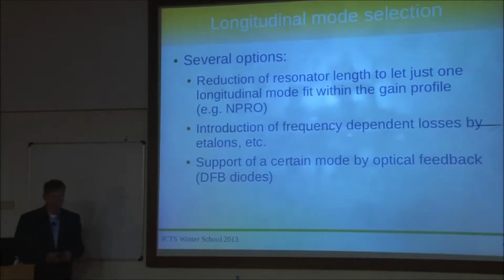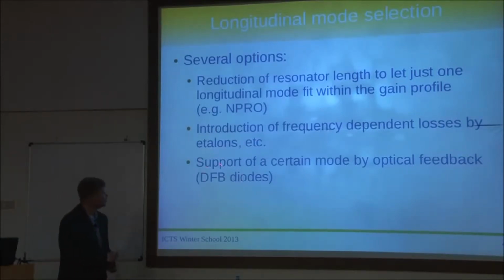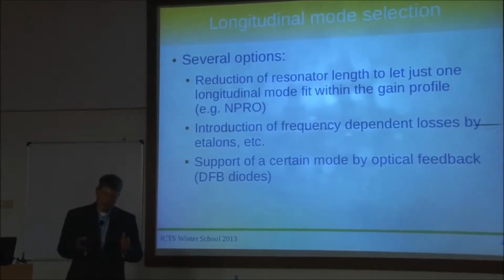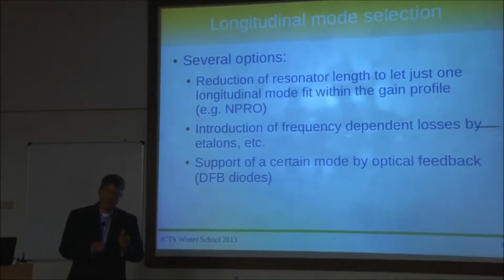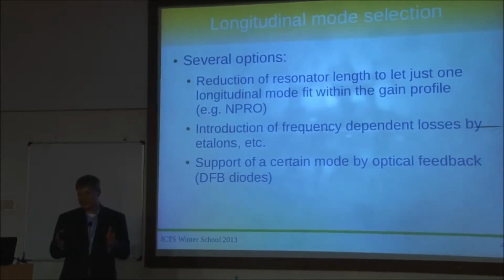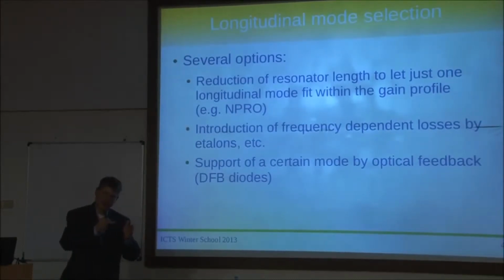Another option, used in these sort of DFB diodes, is the support of a certain mode by optical feedback. What that means is if you have, for example, a laser diode with a mirror on one side and a grating on the other side, then the grating creates a diffraction pattern. So the light is split, it's refracted, and only the light which is directly sent back to the laser diode is then part of the resonator. So this grating kind of acts like one of the end mirrors.